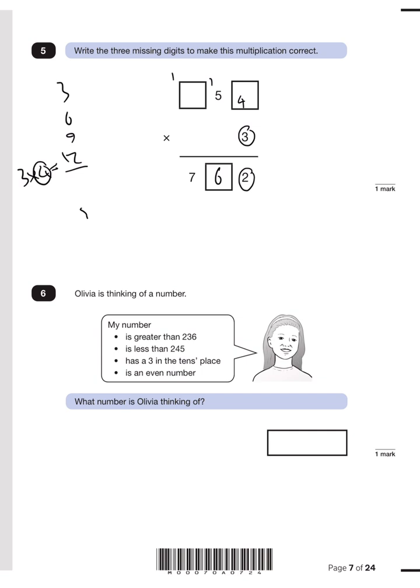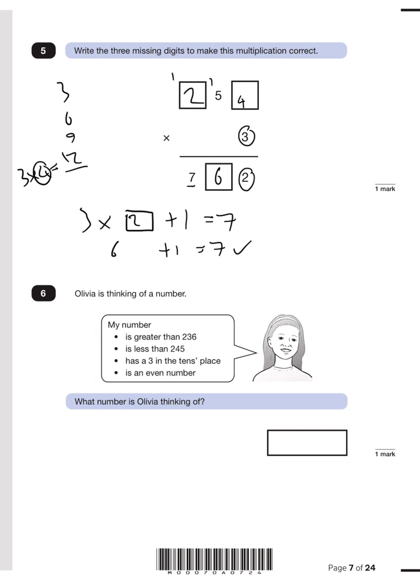And then we've got 3 times blank plus 1 equals 7. If we do 3 times 2, we get 6 plus 1, that is 7. So the answer here is 2.